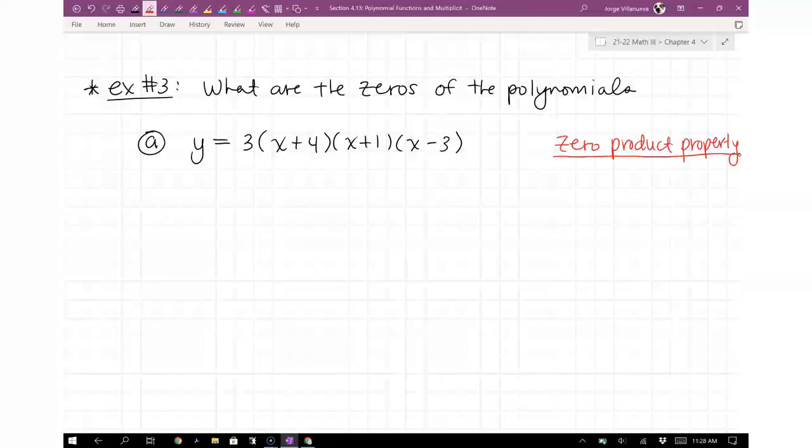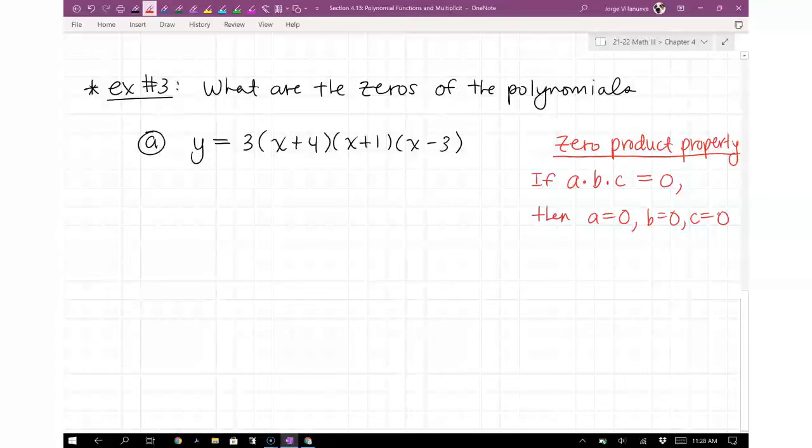Okay? The zero product property basically said this. If you had, say, A times B times C, and it was equal to 0, okay? If you have this, then either A equals 0, B equals 0, or C equals 0. In other words, get each little piece and set it equal to 0, and then you solve. Okay? So why is that important?